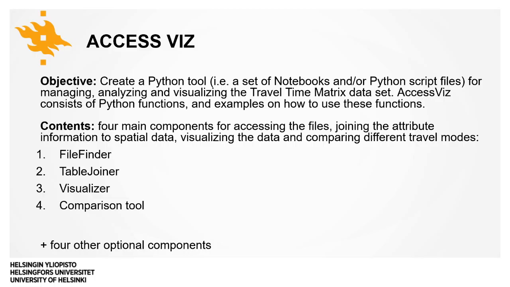One of them is called Access Squeeze, and the objective is to create a Python tool, which can be in the form of a Python script or a notebook, for managing, analyzing, and visualizing the travel time matrix. Remember that in this course, in a number of weeks, we worked with that travel time matrix. If you search the word, there are links on the website, but if you just search, you can also find the latest version of the travel time matrix. So the idea is to create a toolbox that allows exploring the travel time matrix in different ways. And remember to use functions and different things that we learned during these two courses.